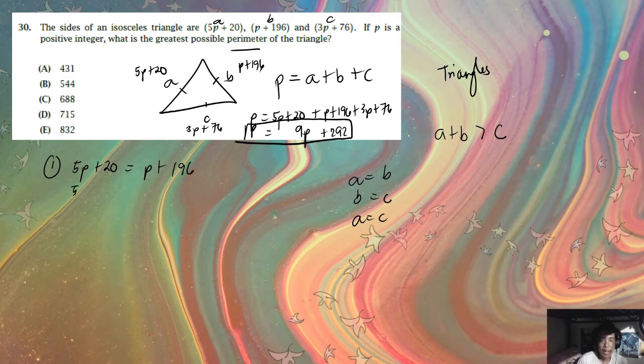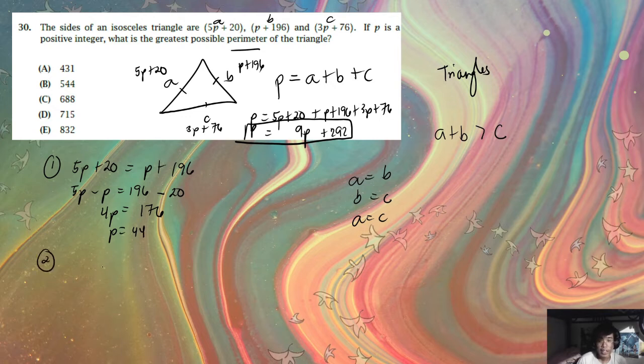Solving for p, we have 5p minus p is equal to 196 minus 20. So that's 4p is equal to 176, since 196 minus 20 is 176. And what's 176 divided by 4? So therefore, p is equal to 44 for our first case.